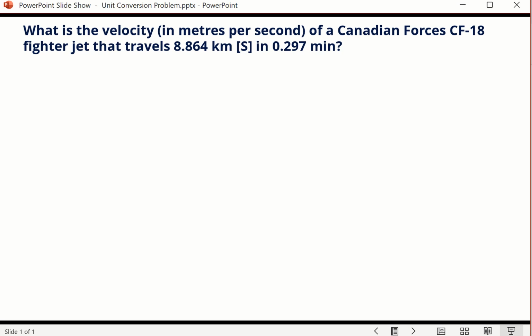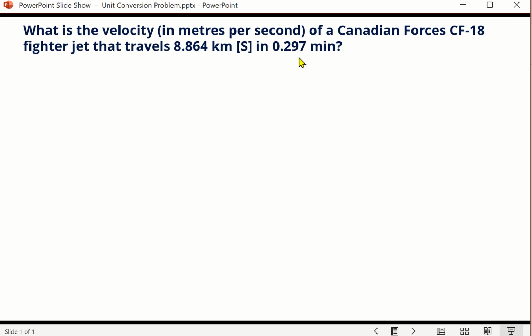Unit conversions are one of those things that can be confusing, but like many of the things that can be confusing in physics, if you just remember that you work with the definitions of the quantities and the properties of the math that you use, you can't go wrong. This question says, what's the velocity in meters per second of some aircraft that goes 8.864 kilometers in the southerly direction in 0.297 minutes?